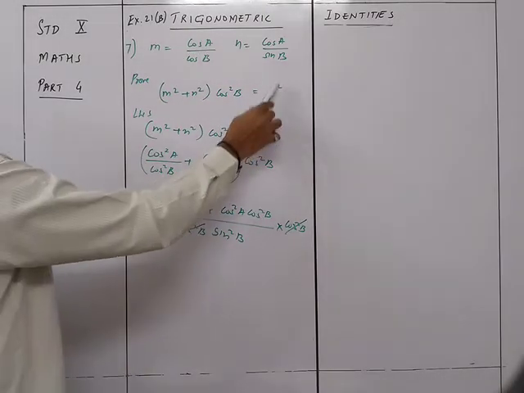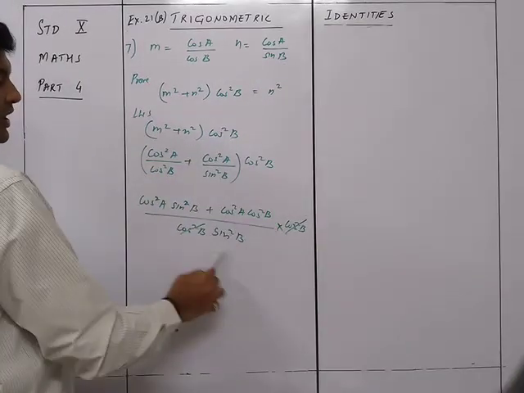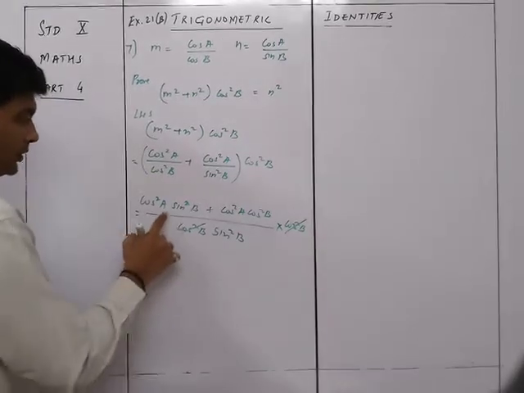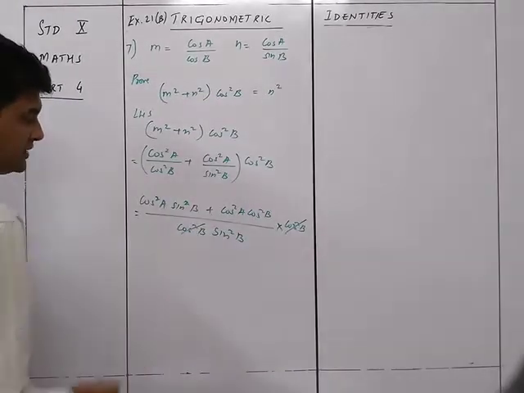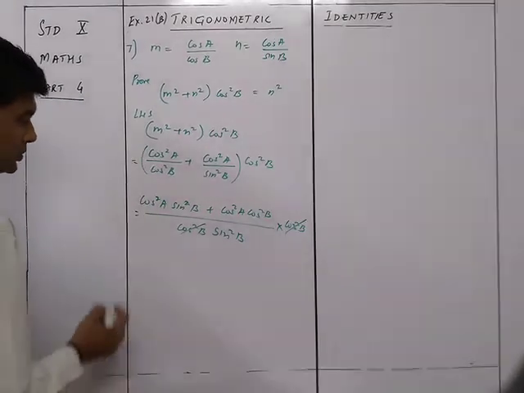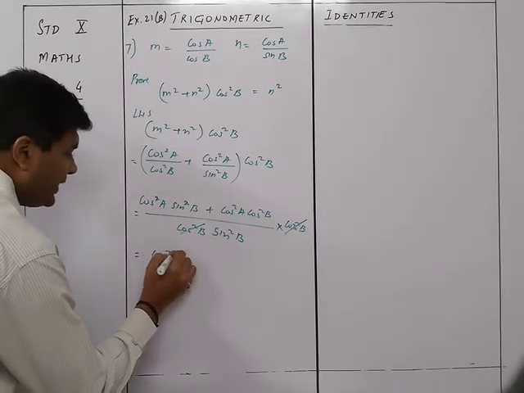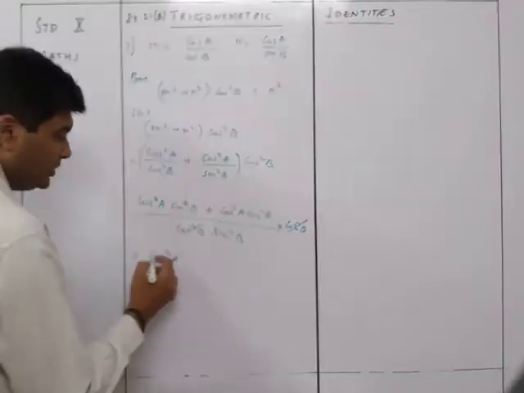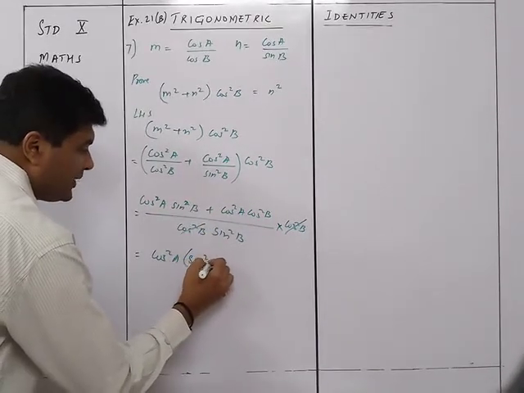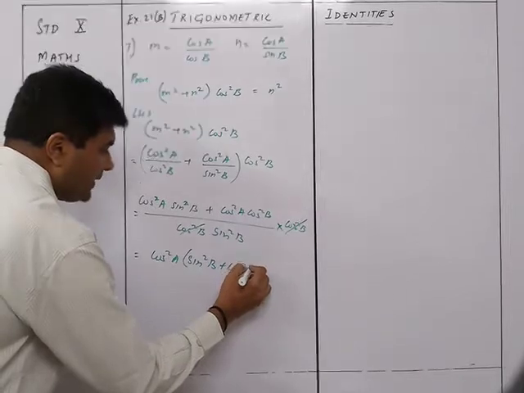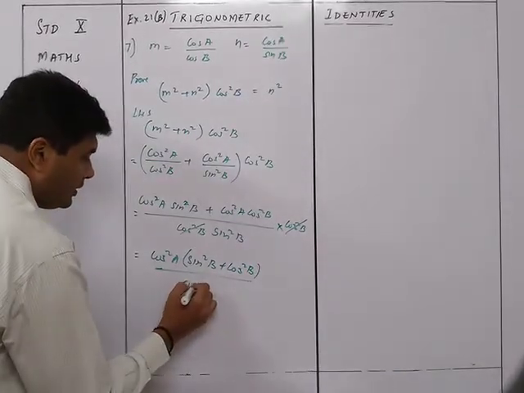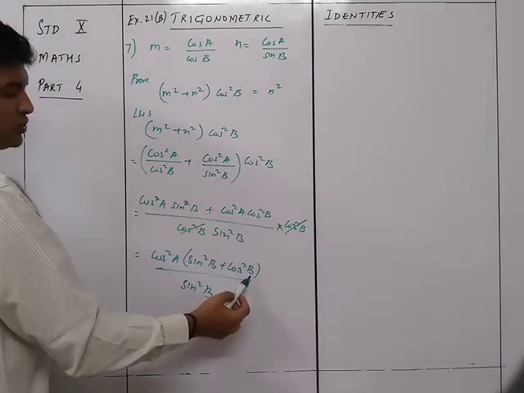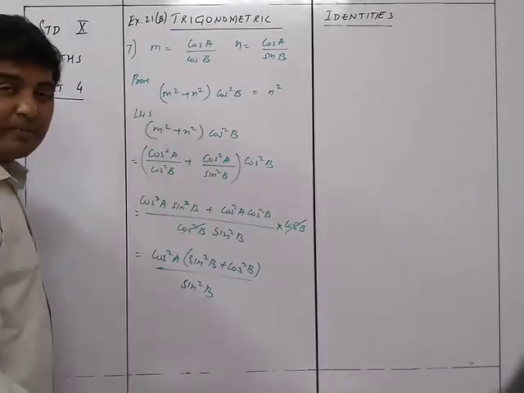You want N square, that is sin square B, so we have to keep that. Very simple. So you can see here, we will split the denominators right now. Cos square A is common between both of them, so cos square A sin square B plus cos square B. Wow, excellent, this is very easy now. I just take cos square A common, this is sin square B plus cos square B, and that is 1.